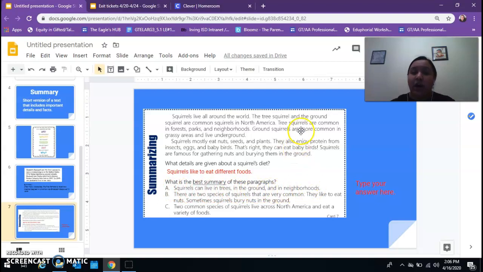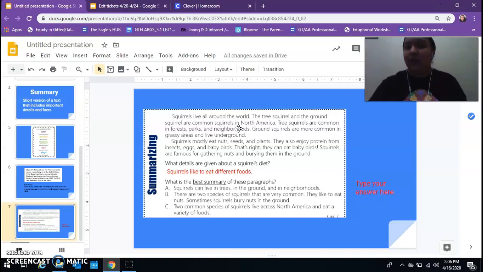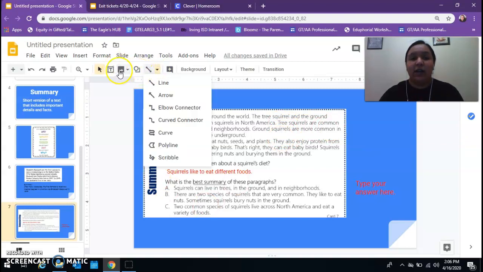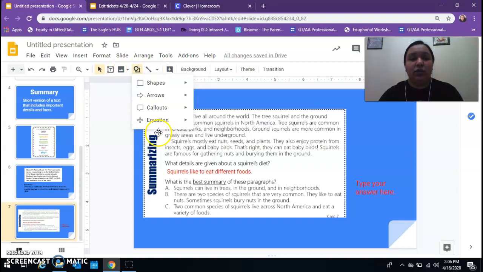Well, it did talk about that squirrels can live in forests, parks, and neighborhoods. But is that what my text is mainly about? Is it focusing on my central idea? No, it's only talking about one supporting detail. So if it's only talking about one supporting detail, it's just a small part of my text, that is not my answer. And if you need to exit the questions out, let me show you a quick tool.